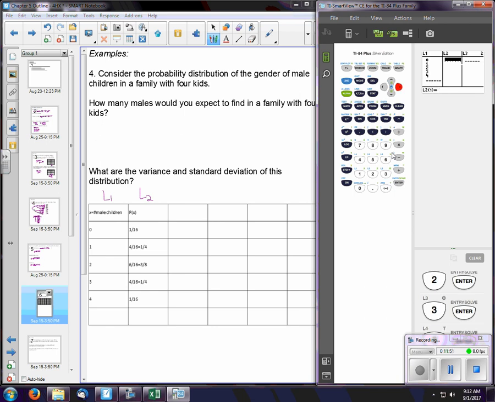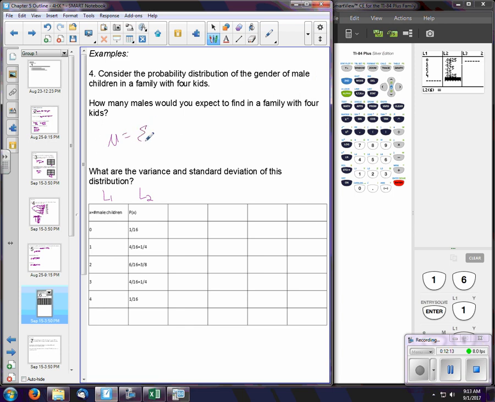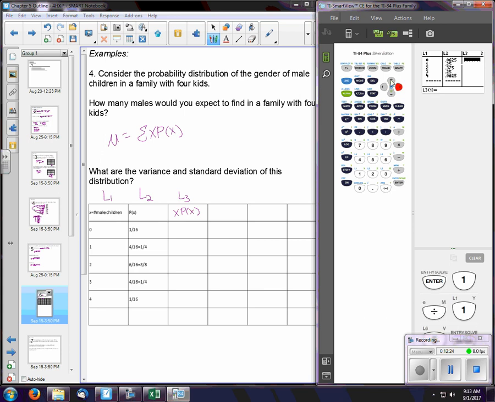In p of x, it's going to convert these into decimals, but that's okay. We have 1/16, 4/16, 6/16, 4/16 again, and 1/16. For finding the mean, remember mu is equal to the sum of x times p of x, so I'm going to create a column for x times p of x, and I'll put this in list 3. In my calculator, I'm going to highlight list 3 up at the top and tell it to take list 1 and multiply by list 2.